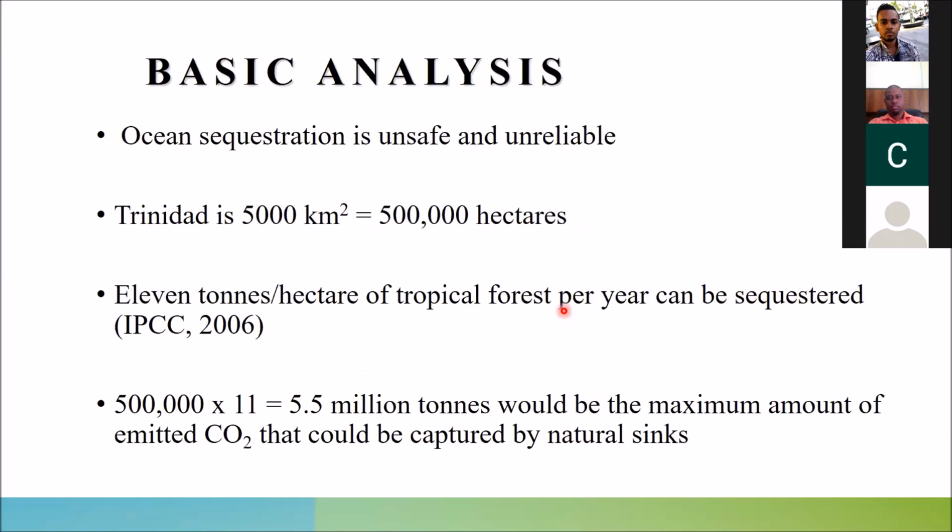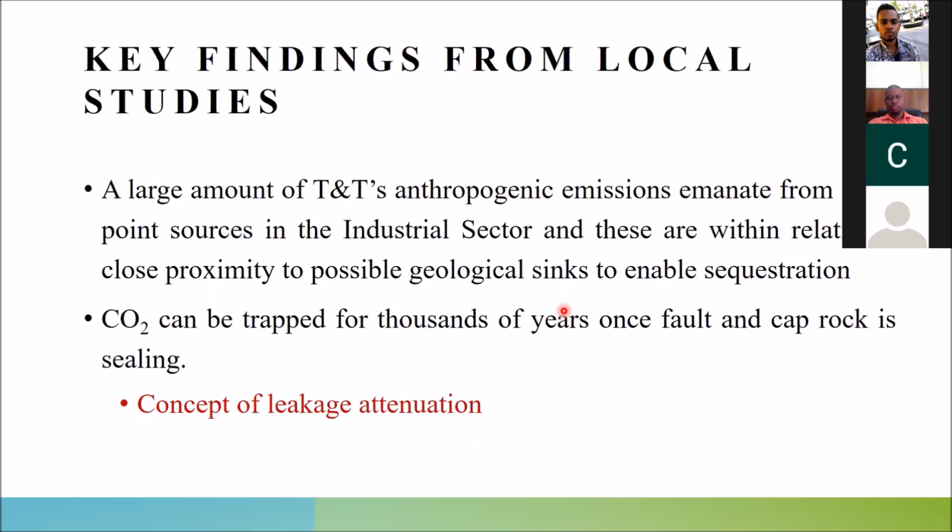Now, just a few more slides, some of the lessons that we learned from simple analysis. We spoke previously about ocean sequestration, terrestrial, and geologic. Although terrestrial is the safest, when you do a simple calculation, if we assume Trinidad was totally planted by tropical rainforest, we would only be able to store around 5.5 million metric tons, less than 15% of our emissions. Ocean is unreliable because there are no trapping mechanisms there, so we are not sure where that CO2 will go. So geologic storage is our next bet.